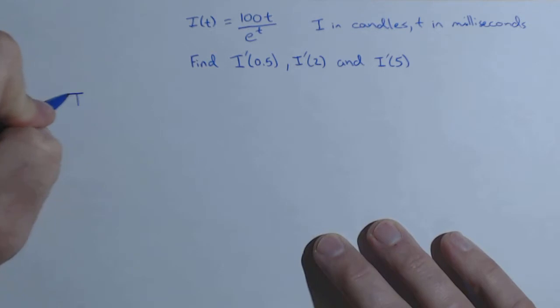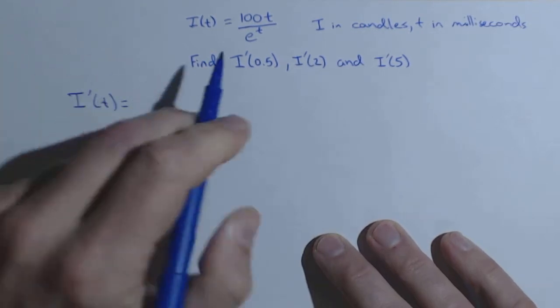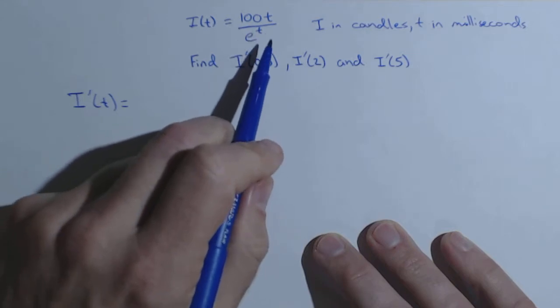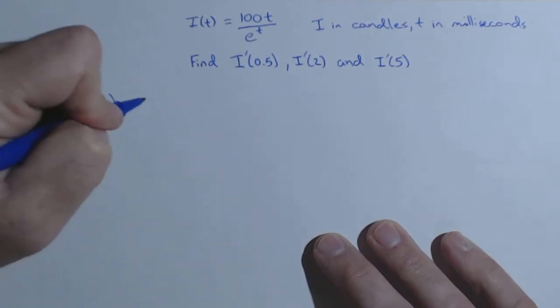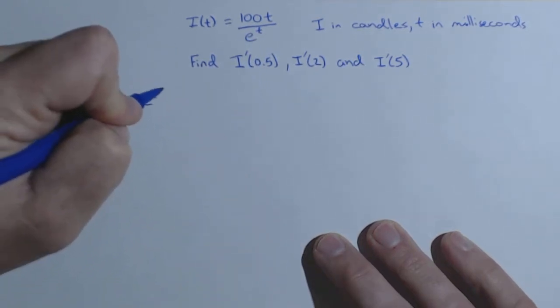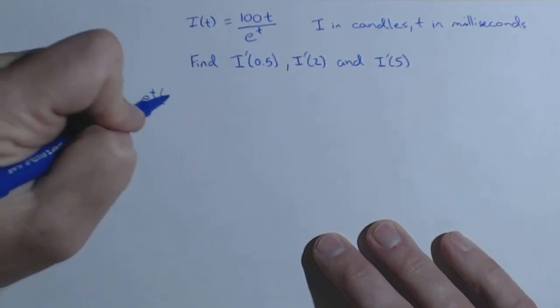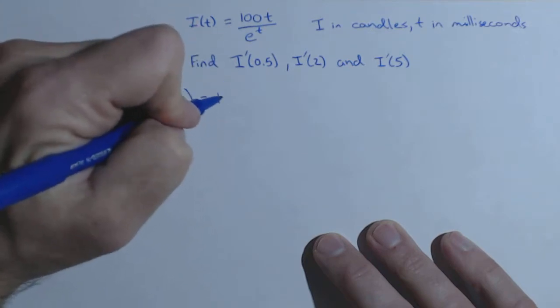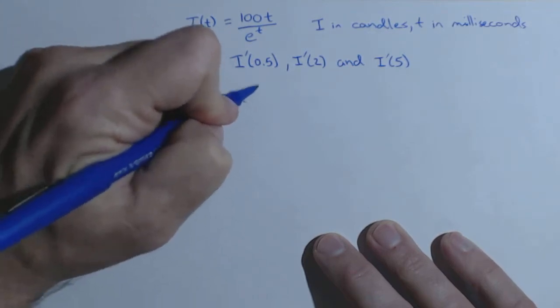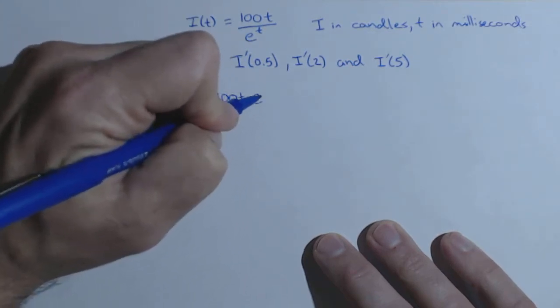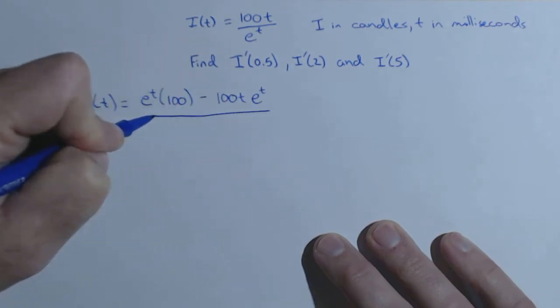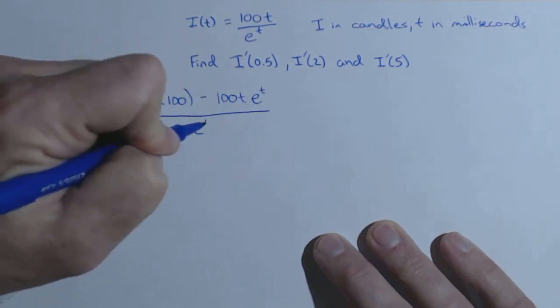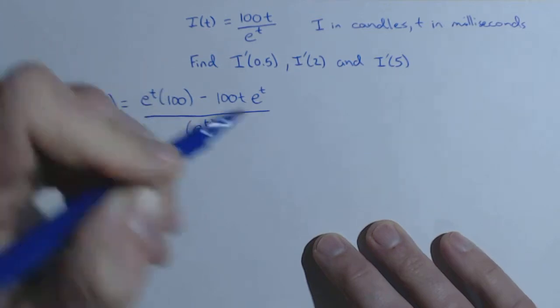Well, to make that easier on us, we're going to go ahead and calculate I prime of t right off the bat, which is going to be a quotient rule. So quotient rule, we leave the denominator alone, e to the t, times the derivative of the numerator, which is 100, minus, now we'll leave the numerator alone, 100t, times the derivative of the denominator, which is e to the t, a very easy derivative for us, all over e to the t squared.